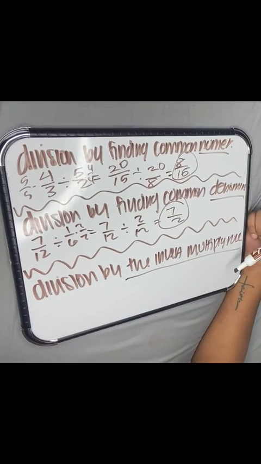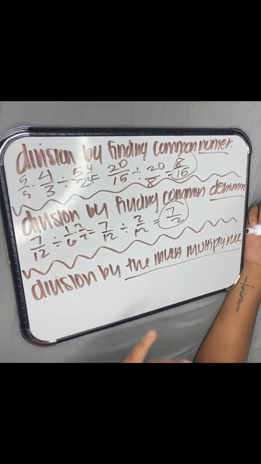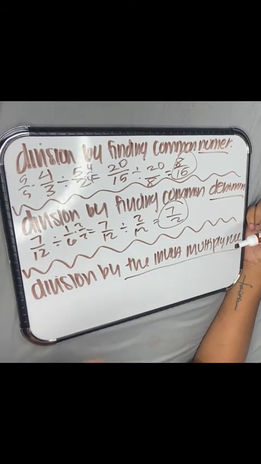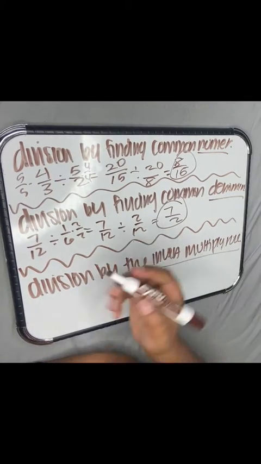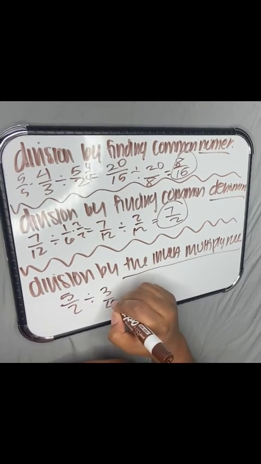Okay, so now you should be somewhat used to division by the invert and multiply rule, because that's what I've been using the whole time. So we have 5 halves divided by 3 fourths.